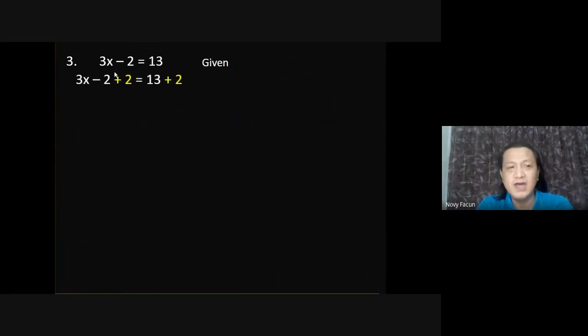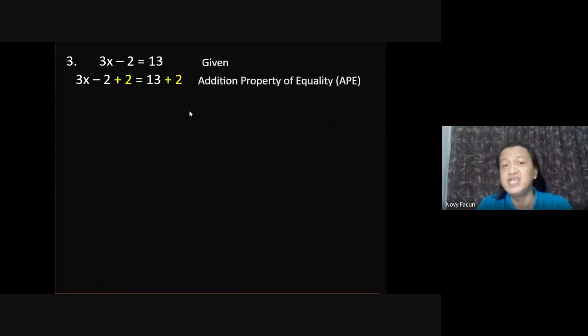So that is the given. Ibig sabihin, mag-a-add ako both sides of the equation by the additive inverse of negative 2. Ibig sabihin, yun yung opposite. Kung negative 2 to, mag-add ako ng positive 2 to both sides para ma-cancel out ko yan, using the addition property of equality. Take note of that. Addition property. Whatever you add on the left side, the same dapat sa right side to make it balance.